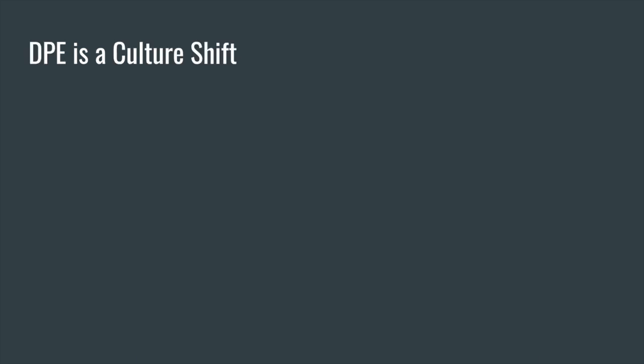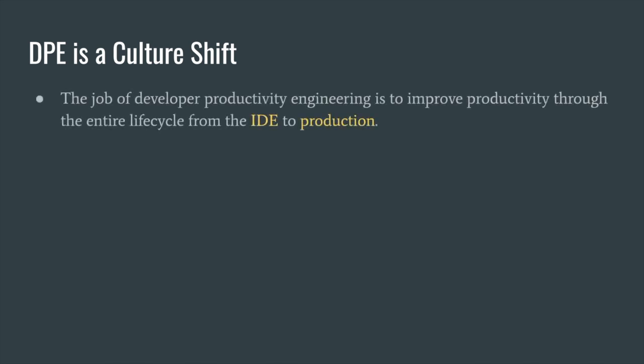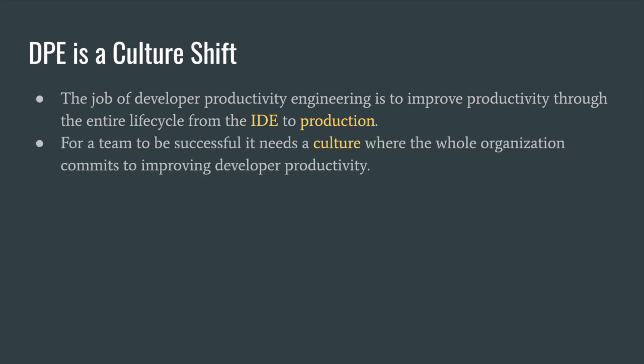Developer productivity engineering is a culture shift. So the job of developer productivity engineering is to improve productivity through the entire life cycle from the IDE to production. One thing to keep in mind is very often CI/CD teams are not responsible for developer productivity and only make decisions that optimize for other metrics without necessarily considering the effects that these metrics might have on our developers' productivity. For a team to be successful, it needs a culture where the whole organization commits to improving developer productivity.